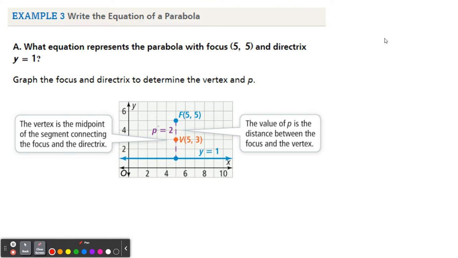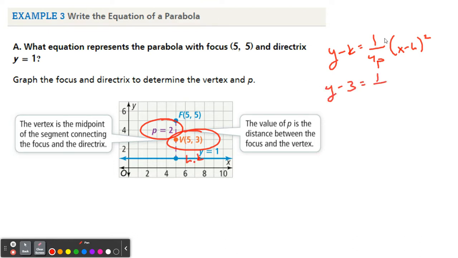So yes, they identified the p-value. Your p-value is 2 because that's your distance between the focus and the vertex. And your vertex is 5, 3, and that's your h and k. So our formula is y minus k equals 1 over 4p times x minus h squared. We just got to plug in our numbers. So we know p is 2, and then the 5 and 3 are your h and k. So y minus 3 equals 1 over 4 times 2 times x minus 5 squared. And this is y minus 3 equals 1/8 x minus 5 squared.